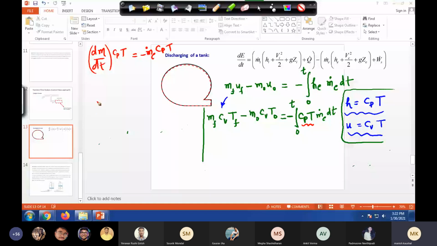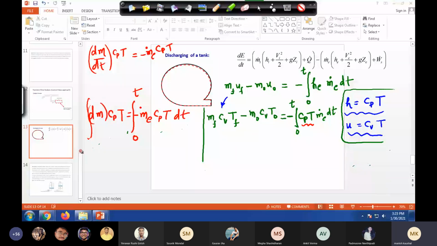And if we integrate it, basically we can write first of all dm CpT is equal to minus m_e dot CpT dt. Up to this point I don't think there is any mistake. If there is any, please point out. Up to this point I think it is fine. Then I integrate it from 0 to T. Here we'll put the limits later on.